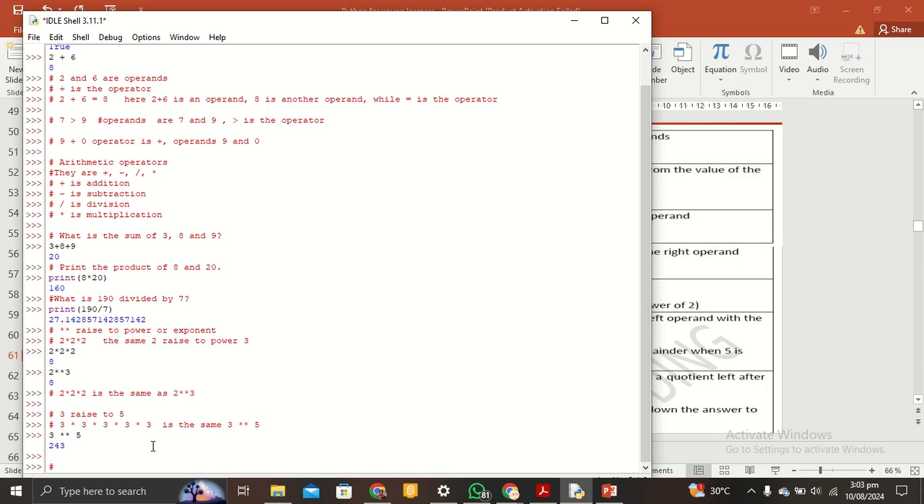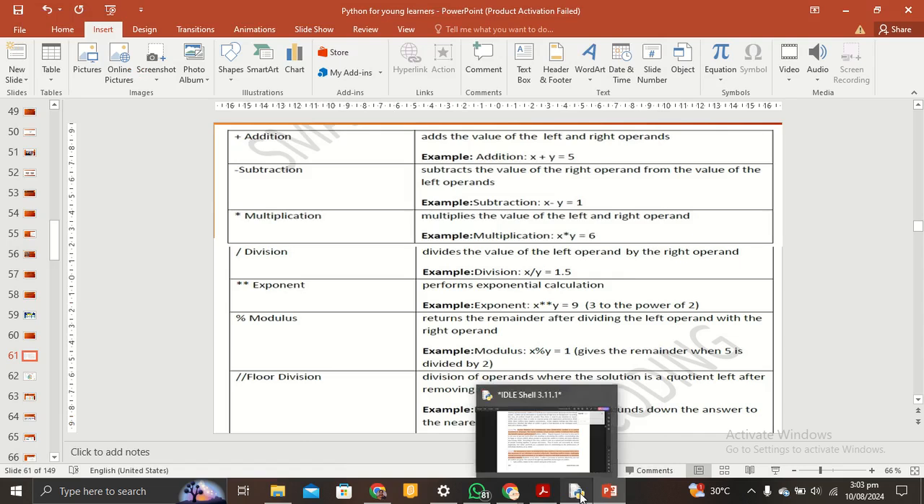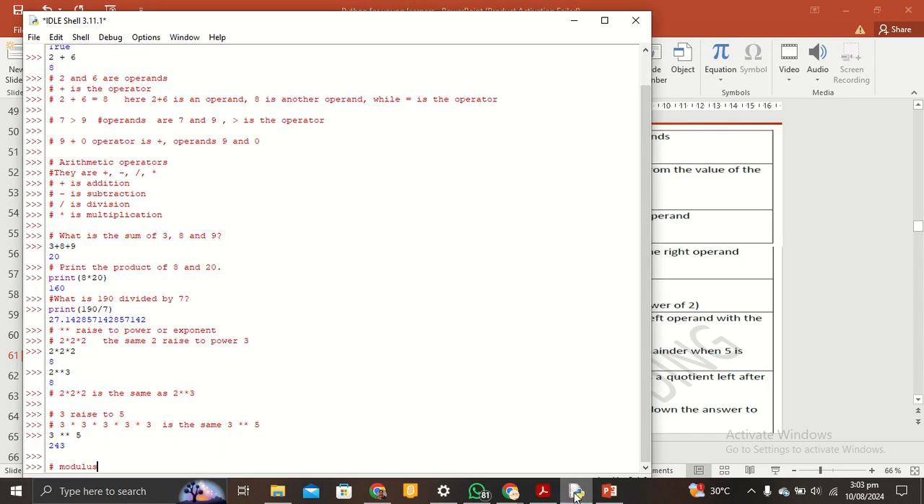So the next arithmetic operator we will talk about is modulus. Everybody say modulus. Modulus. Yes, we will use the modulus. Let me just explain this before using it. What is 5 divided by 2?